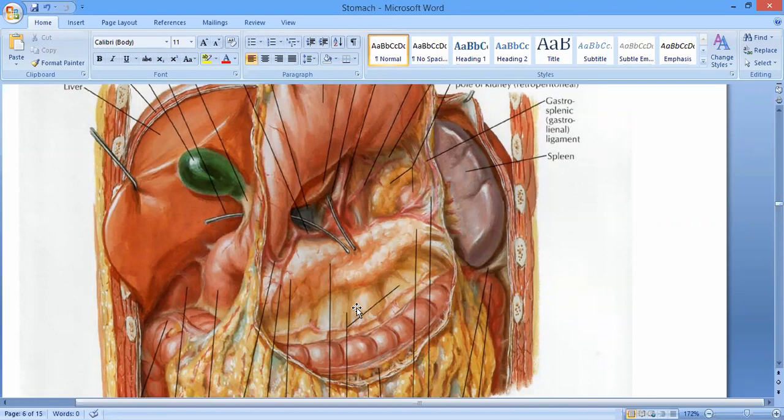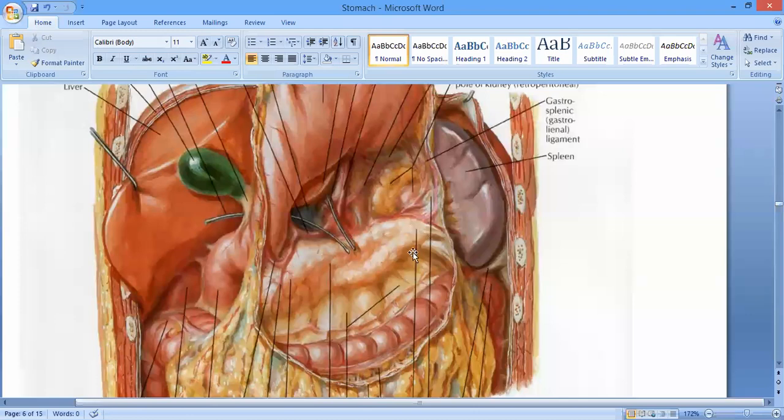Name the structures present in the stomach bed. What structures are going to form the stomach bed? Diaphragm here, smaller portion, upper pole of the left kidney, left suprarenal gland.